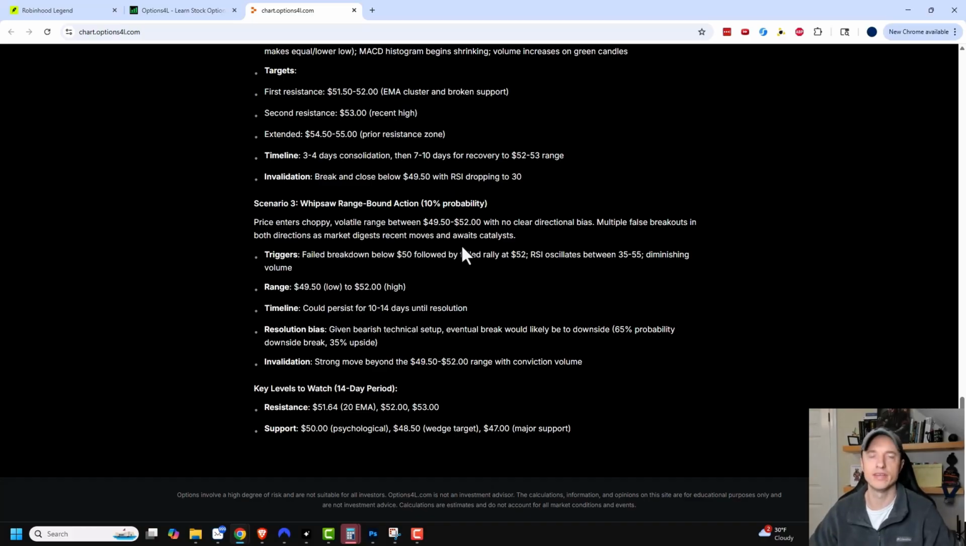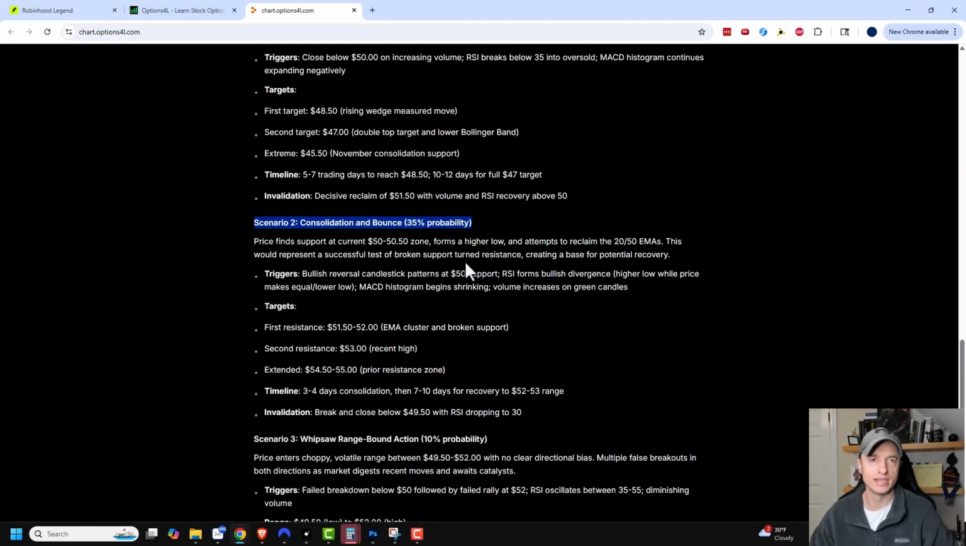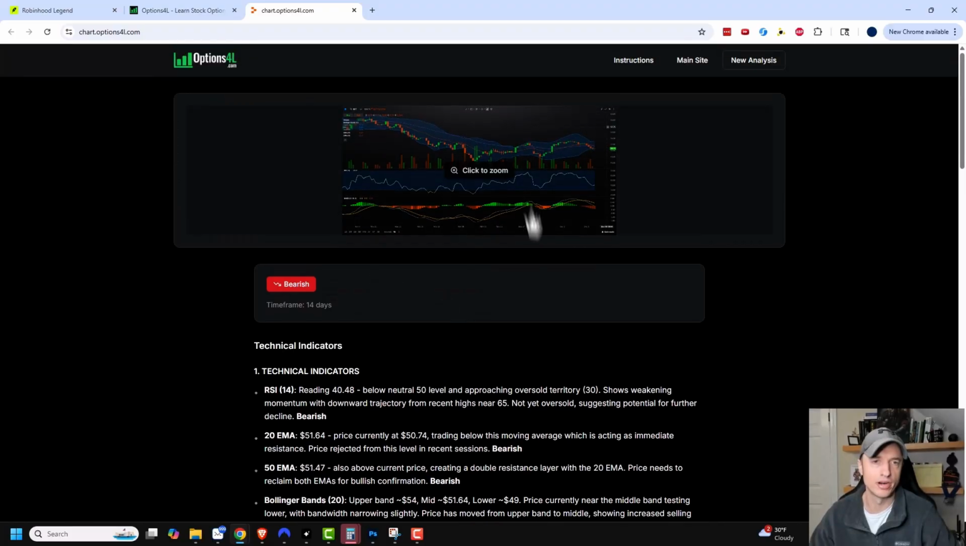And again, you could use any charting platform. So if you're using TradingView or some other charting platform, you could just take a picture of your chart and throw it up here and it'll analyze it for you. And again, this is all for informational purposes only. None of this is financial advice.